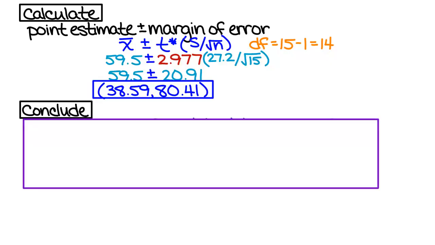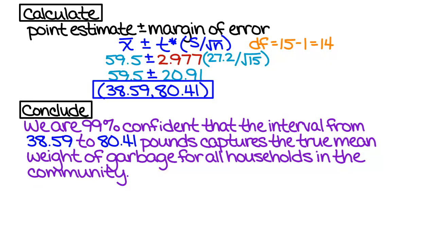And then conclusion, we are 99% confident that the interval from 38.59 to 80.41 pounds captures the true mean weight of garbage for all households in the community. Please, please, please make sure that you are putting units on that interval. We didn't need to do that for proportions because proportions are percentages, but now we have units for what this interval is talking to us about.